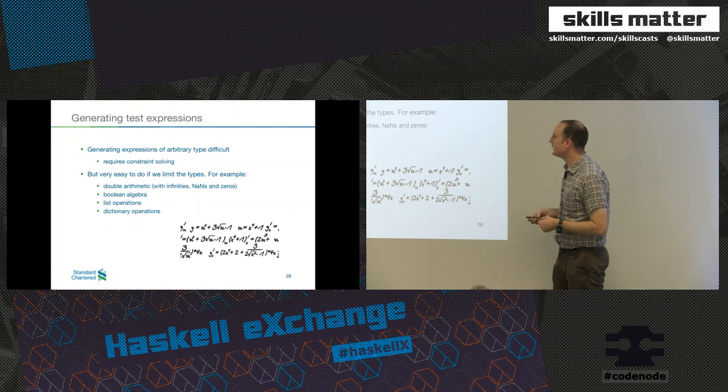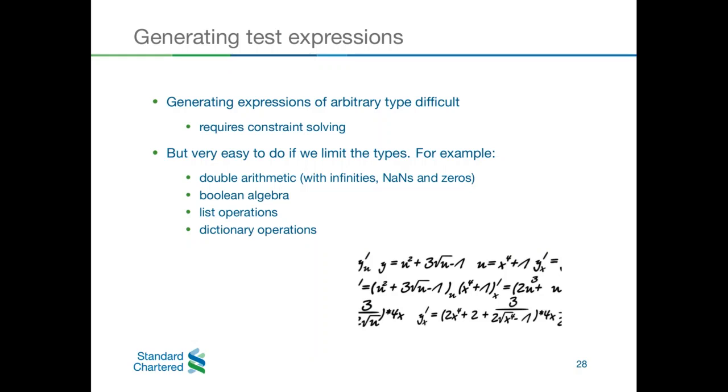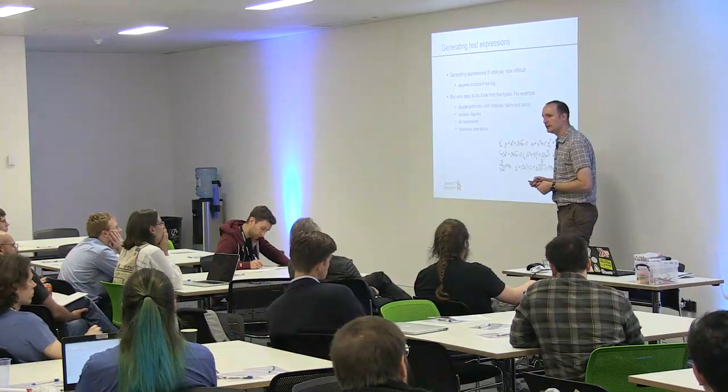I did this, as I said, by generating random expressions. Although I got all sorts of suggestions, like why don't I interleave type checking, I didn't have time, and it would be quite tough to generate expressions of arbitrary type. There are papers on this, but I didn't go there. Instead, I just constrained the type to various things. So we had expressions involving dictionary operations, expressions involving list operations, and double arithmetic with biasing of infinities, NaNs and zeros, making sure that those edge cases were well represented.